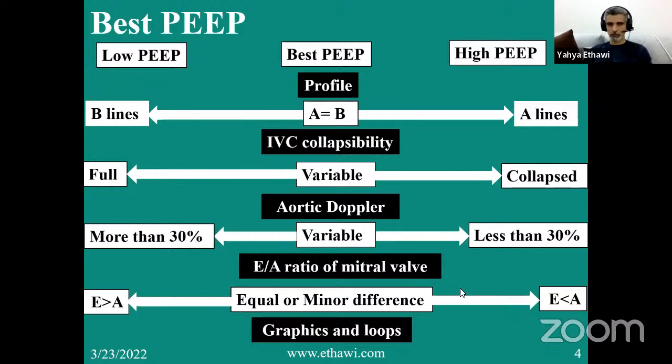So what I'm trying to say is that the A and B profile can be of help, in addition to other factors, to assess or determine the best PEEP. And in my practice, the best PEEP is dynamic, which means it's a range of numbers. It's not only one number. I don't have a phobia of low PEEP, and I don't have PEEPophilia. I don't like high PEEP, but I don't like low PEEP. So I always strive to get the best PEEP.